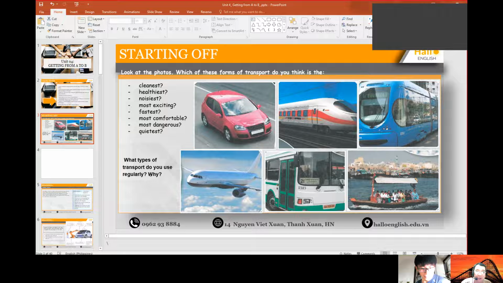What types of transport do you use regularly? Don't tell me it's the airplane. I'm not that rich. So yeah, that would be regularly. Regularly means we use it every day or sometimes, or just one to two times a week. It could be three times. Maybe we can say weekly, twice a week, right?